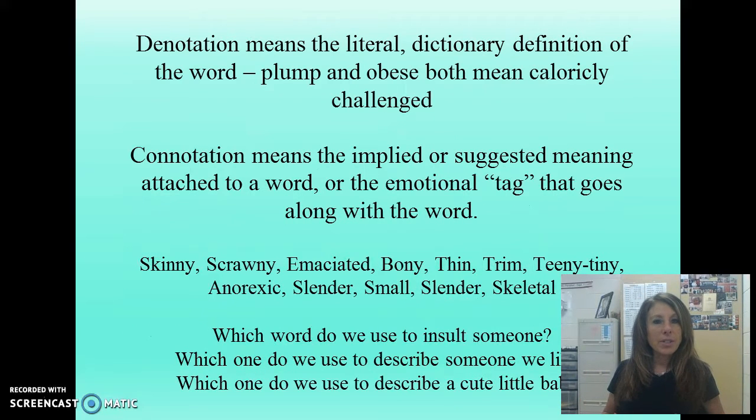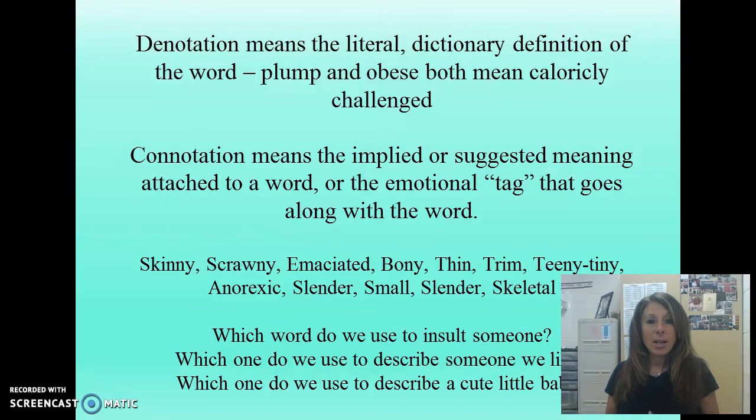So words can have denotative meanings or connotative meanings. When I ask you what the denotative meaning of a word is, then that means what's their literal dictionary definition of the word. So plump and obese both mean calorically challenged, meaning that there's too many calories being taken in. That might be their denotative meaning. Connotative means the implied or suggestive meaning that's attached to the word. What's the emotional tag that goes with a particular word?